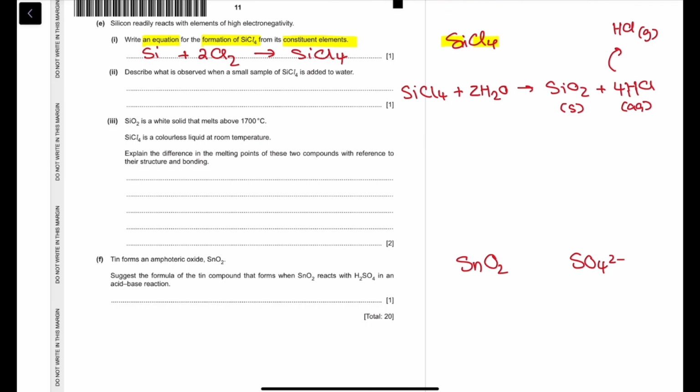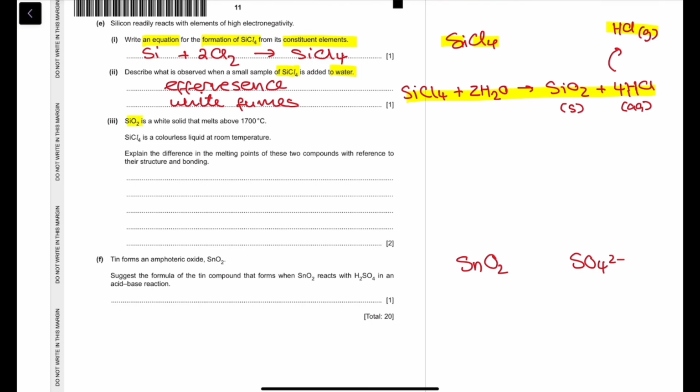Describe what is observed when a small sample of SiCl4 is added to water. So I've written the equation on the right hand side, and we form silicon dioxide and HCl. Now it is in aqueous solution, but some HCl gas may be produced. So we may see some effervescence. And if you want to be more specific, you might see some white fumes because HCl gas produces white fumes.